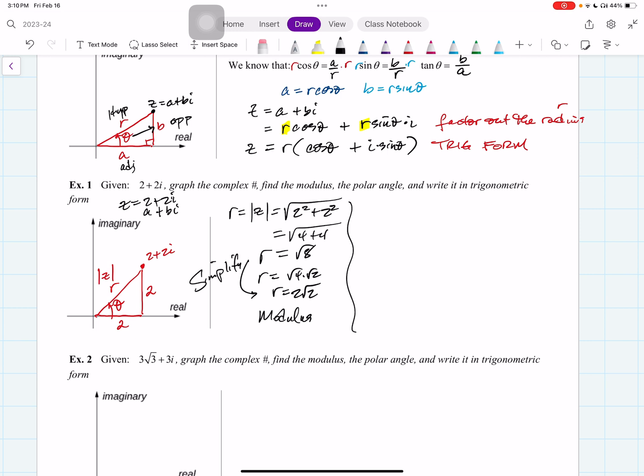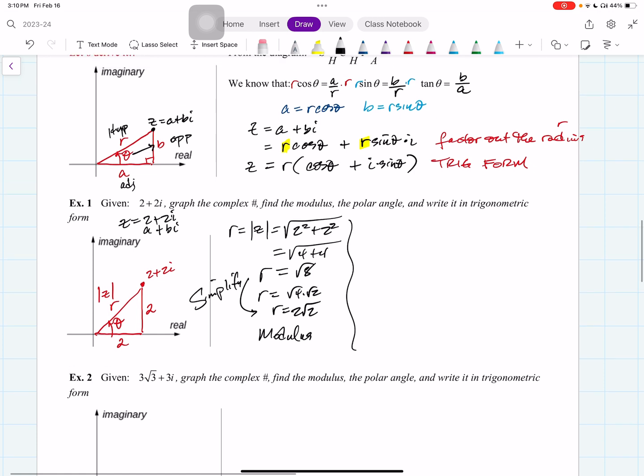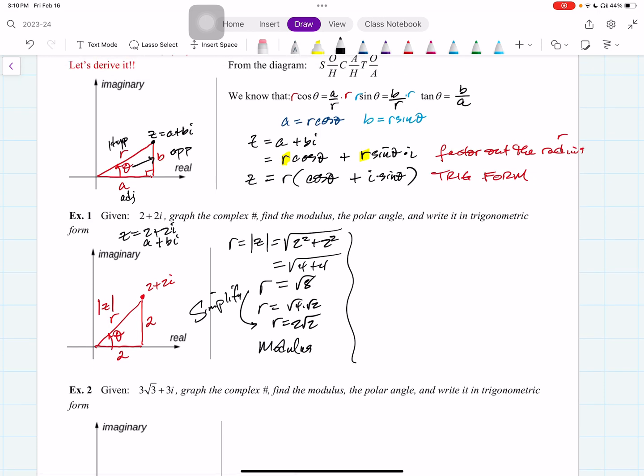Okay, now the polar angle. How do we do that? Well, the polar angle, believe it or not, you can use any one of these three trig functions. However, most people use this one right here, the tangent function, to find the polar angle theta. I use this every time. Just turns out to be easier, that's all. So I'm going to write that down. So tan theta in general is whatever b divided by a is, right?